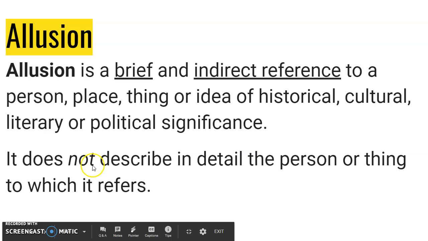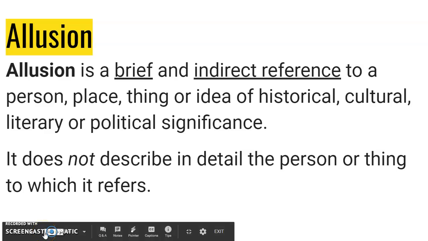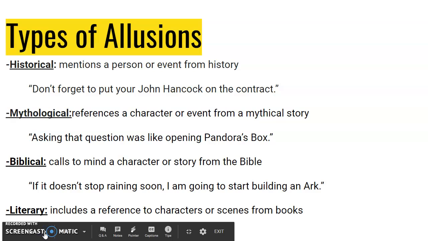You're not going to get the detail of the person or the thing that it's referring to, because it's hoping you as the reader know that information without the author having to tell you. So there are going to be 4 specific types of allusions that you'll see throughout literature, really even movies and TV shows that you watch as well. First one's going to be historical. It's going to be talking about some sort of person or event from history.